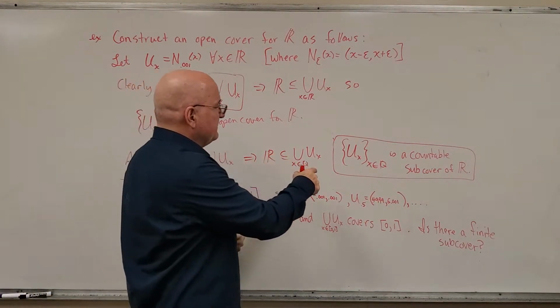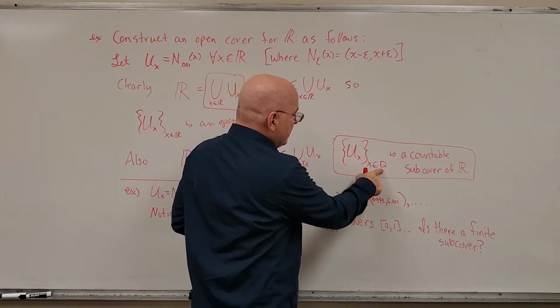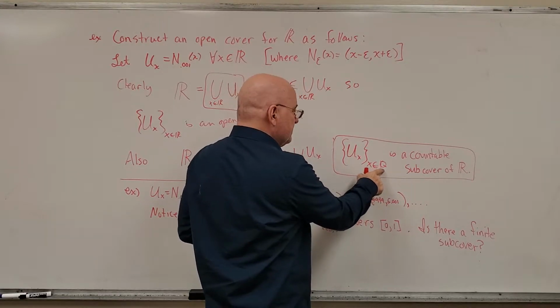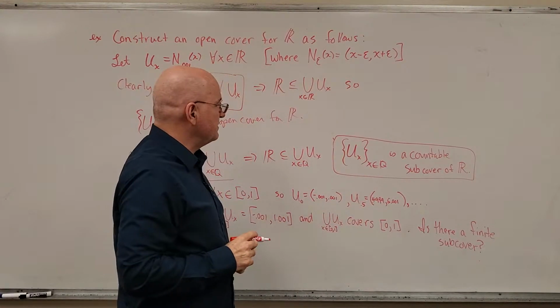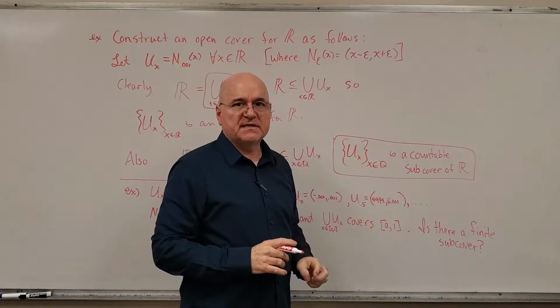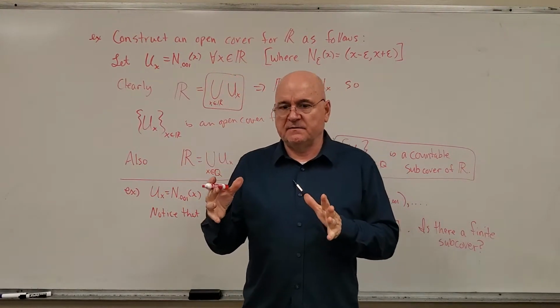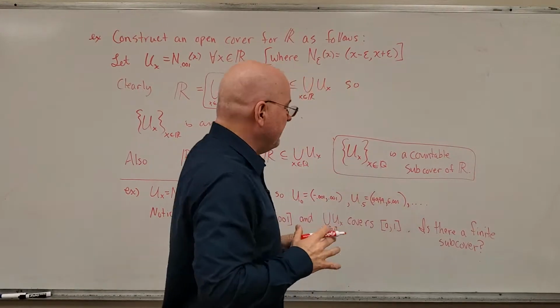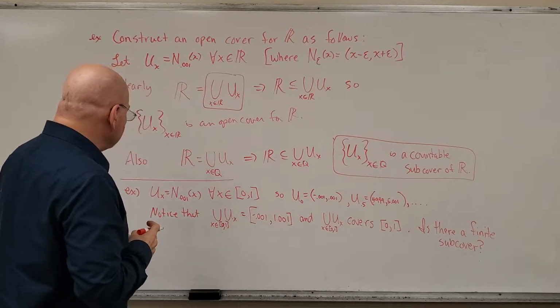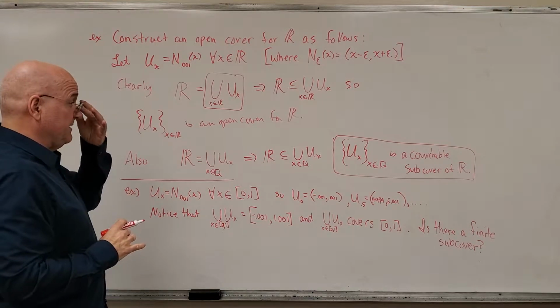And then we determined that when we change x being in the real numbers to just using the rational numbers, we found a countable subcover of R. And we argued then that there would be no finite subcover. Well, let's just change this problem a little bit.